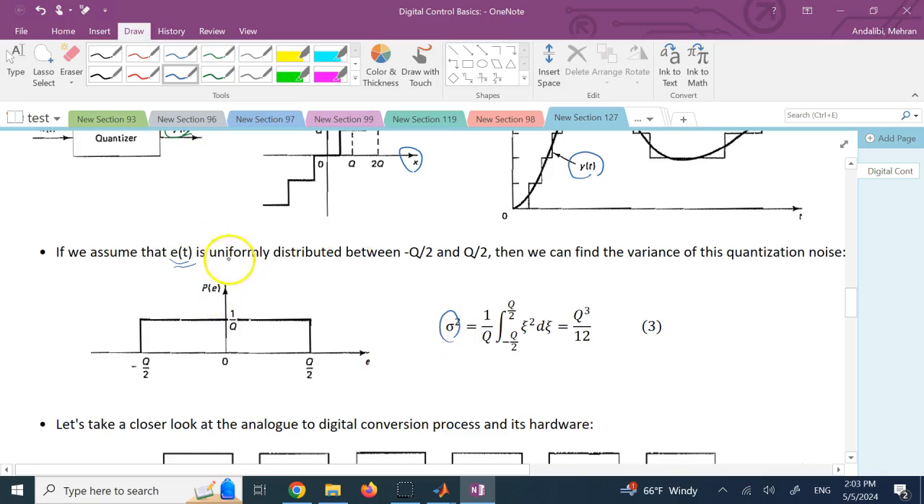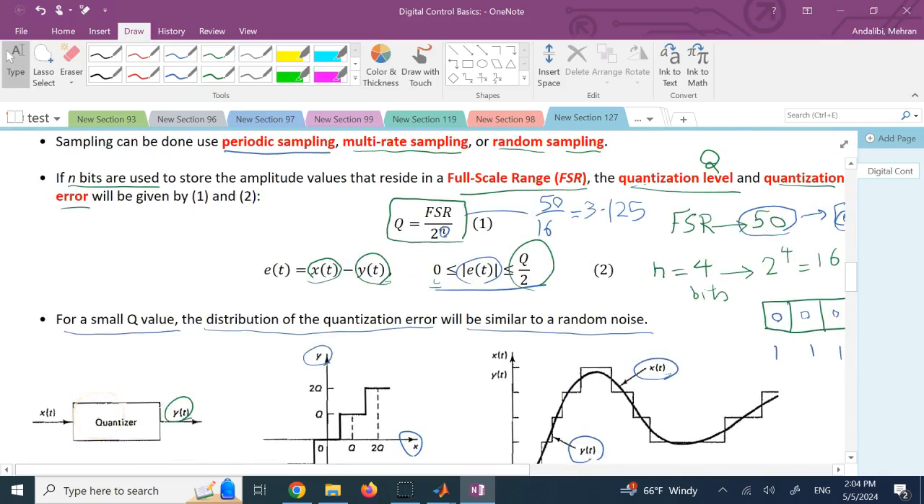If we assume this distribution is uniform, so it can be anywhere between negative Q/2 to Q/2, it's a uniform distribution, which is a common thing for white noise, basically, then you can say that the variance of this error is going to be 1 over Q, integral from negative Q/2 to positive Q/2 of sigma squared dA, and it is going to be Q squared over 12. Just a little bit of statistics on this error, just wanted to tell you.